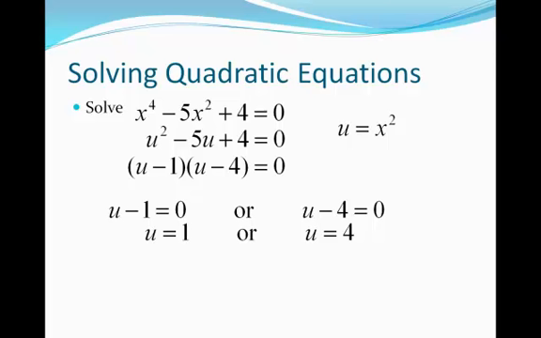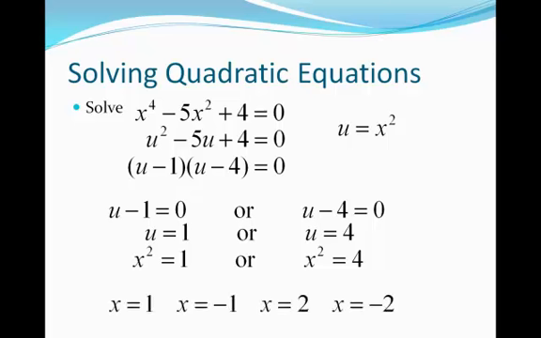We actually go back and put in our x's. Since u is equal to x squared, I would say that x squared is equal to 1 or x squared is equal to 4. Then I would use the principle of square roots to take it to that last step. Taking the square root of everything, I get that x equals positive 1, x equals negative 1, x equals 2, or x equals negative 2. This represents my 4 solutions for the original equation.